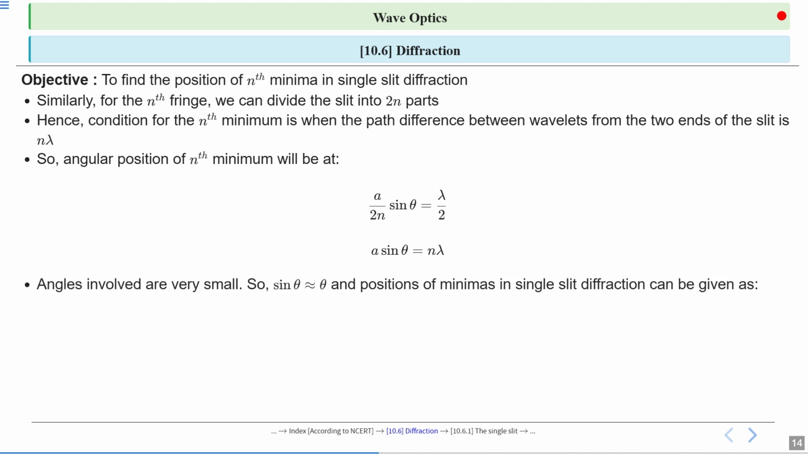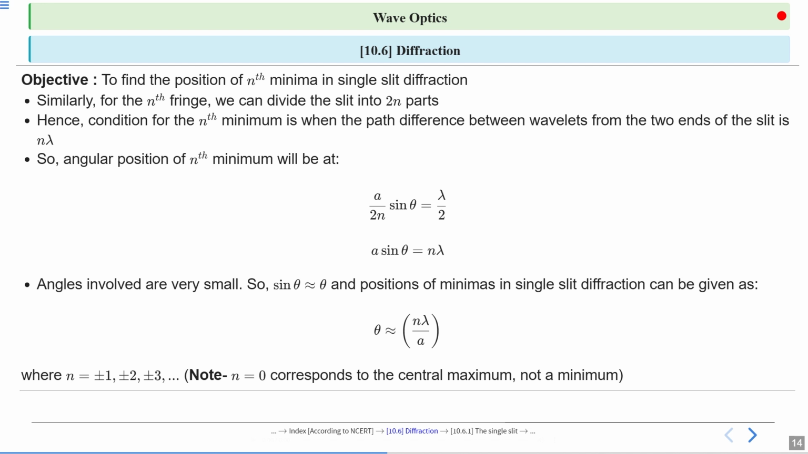Since the angles involved are very small, we can approximate sine theta as theta. This simplification allows us to easily calculate the position of minima in single slit diffraction. So with this approximation, we can find that theta is approximately equal to n multiplied by lambda upon a.